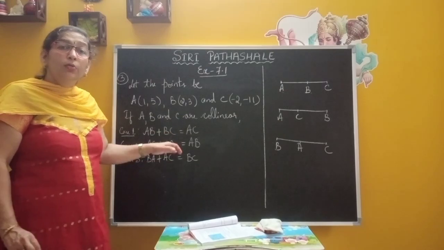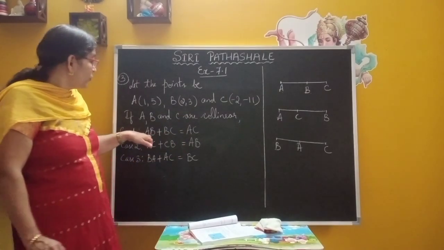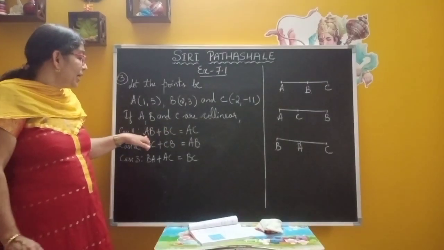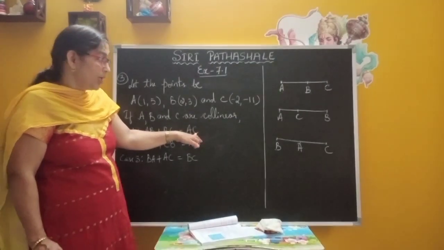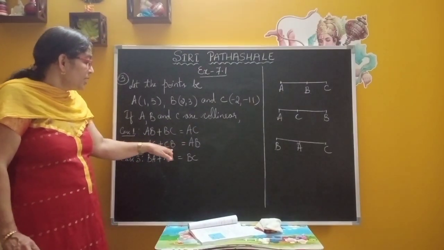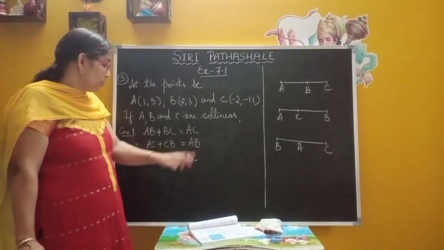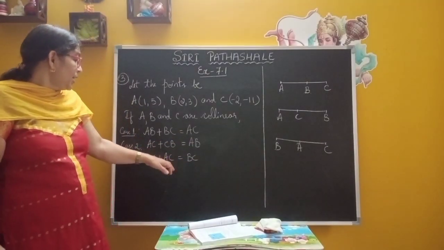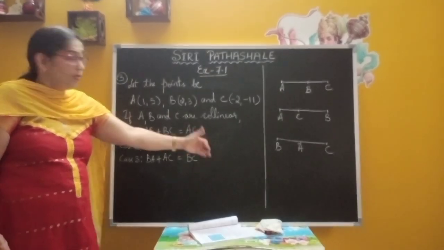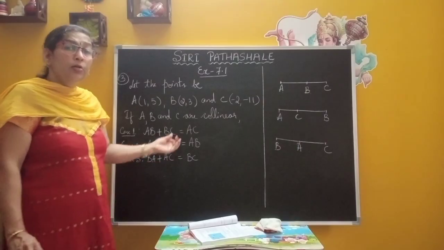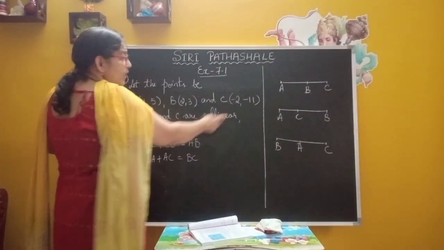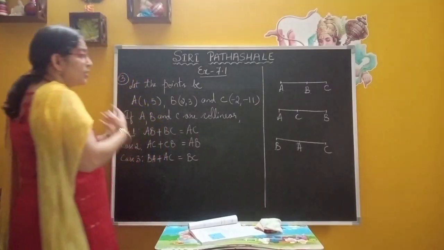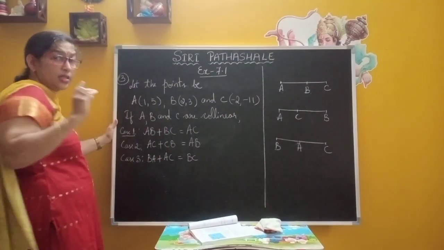To find that, we need to find the distance. We have to find the AB length, BC length, and AC length here. Similarly here AC, CB and AB, and here BA, AC and BC. If you know these lengths, we can find whether they are collinear or not. So let us take case 1 now, AB plus BC. First let us find all these 3 distances.